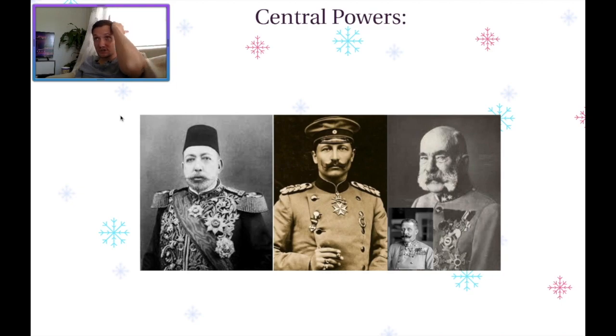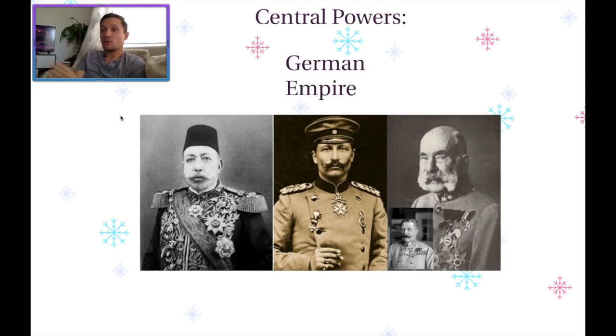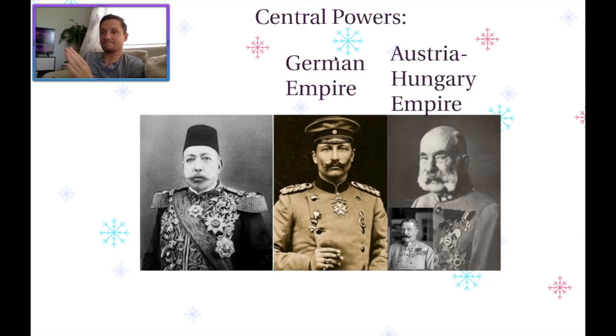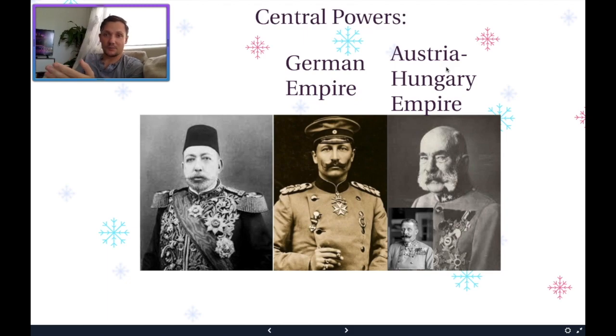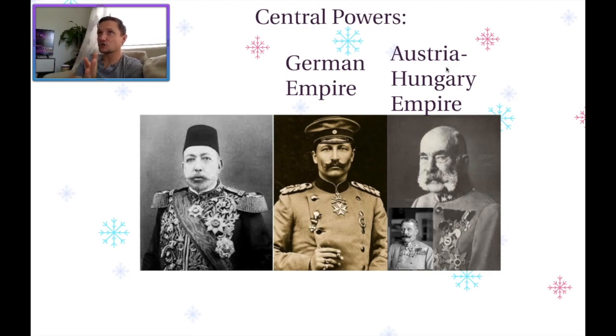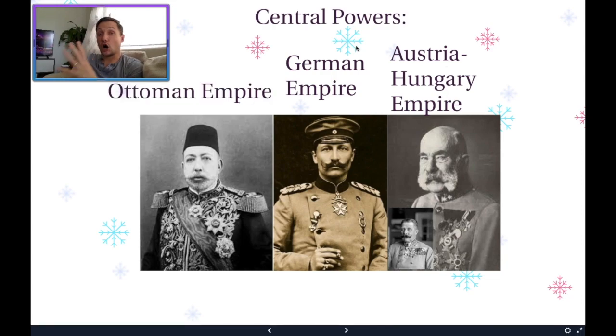So, again, we're just outlining World War I. We're just making sure you know who's who, where's what, all this other stuff. And the countries involved in the Central Powers in World War I were the German Empire, the Austria-Hungary Empire, or Austria-Hungary, or the Austro-Hungarian Empire, okay? And then there's the Ottoman Empire.